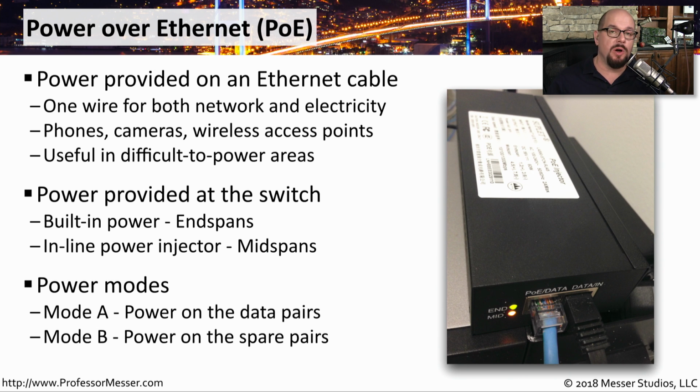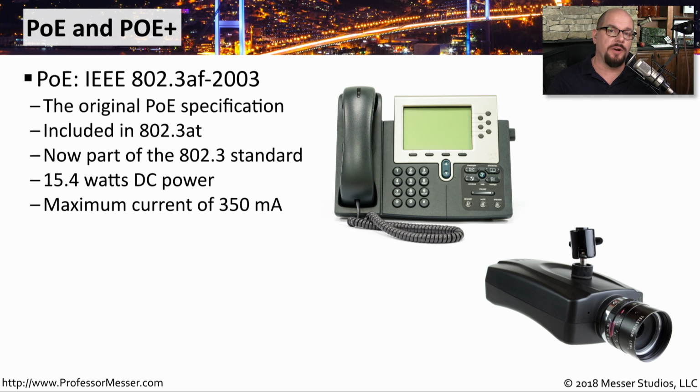You also see two modes of power provided on power over Ethernet. Mode A provides the power on exactly the same wires that you're using for data. Mode B might be for cables that aren't running at gigabit speeds and have spare wires available to use for the power. One of the original power over Ethernet specifications was IEEE 802.3af. This is a standard that's just now part of the normal 802.3 Ethernet standard. It provided 15.4 watts of DC power over this power over Ethernet connection, and the maximum current was 350 milliamps.